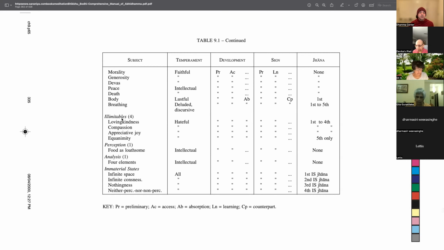Now we come into today the illimitables, the four: loving kindness, compassion, appreciative joy and equanimity. Loving kindness is good for the hateful. Compassion, same. Appreciative joy, same. Equanimity, same.